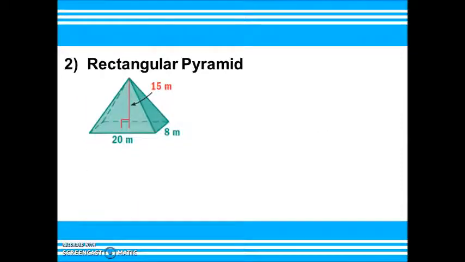Okay, this time we're looking at a rectangular pyramid. So our base shape is a rectangle, not a square. And we still want to use our same formula, so 1/3 times the area of the base times the height. Okay, take a moment. I'd like you to calculate the area of the base. So just do that one calculation for the area of that base rectangle.